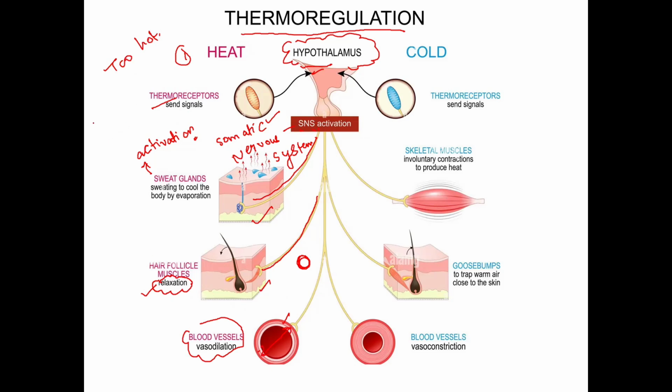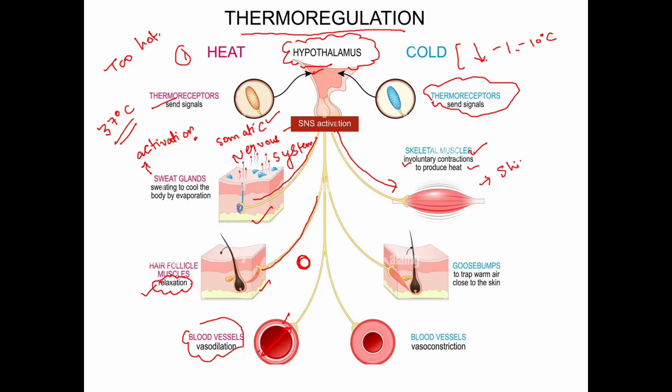Why does this scenario take place? To maintain the normal temperature of the body, which is 37 degrees Celsius. On the other hand, if it is cold and the temperature drops very low, like -1, -10 degrees Celsius, what happens in this case? The stimulus comes, the thermoreceptor sends the signal to the hypothalamus. The hypothalamus activates and sends a signal toward the skeletal muscle. Now the skeletal muscle shows involuntary contraction. It leads to shivering.